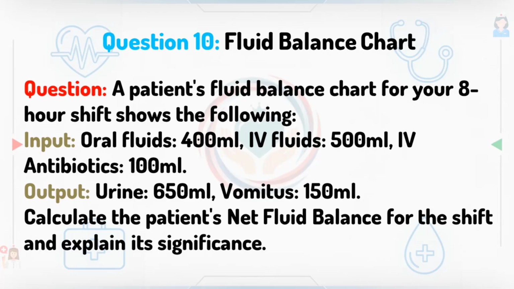Question 10. Fluid balance chart. Question. A patient's fluid balance chart for your 8-hour shift shows the following. Input: oral fluids 400 ml, IV fluids 500 ml, IV antibiotics 100 ml. Output: urine 650 ml, vomitus 150 ml. Calculate the patient's net fluid balance for the shift and explain its significance.